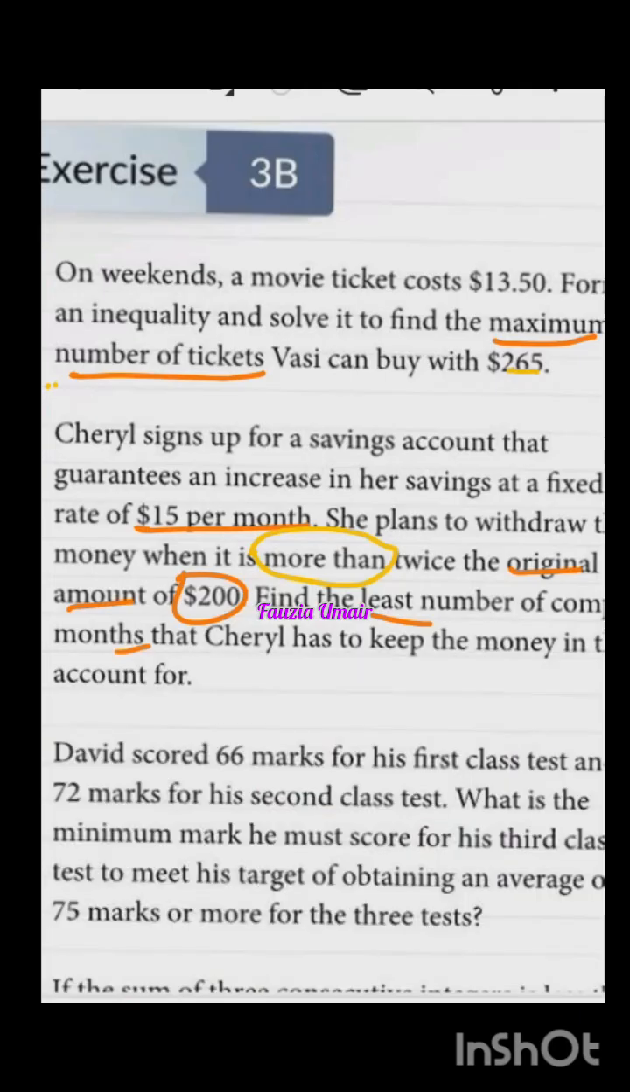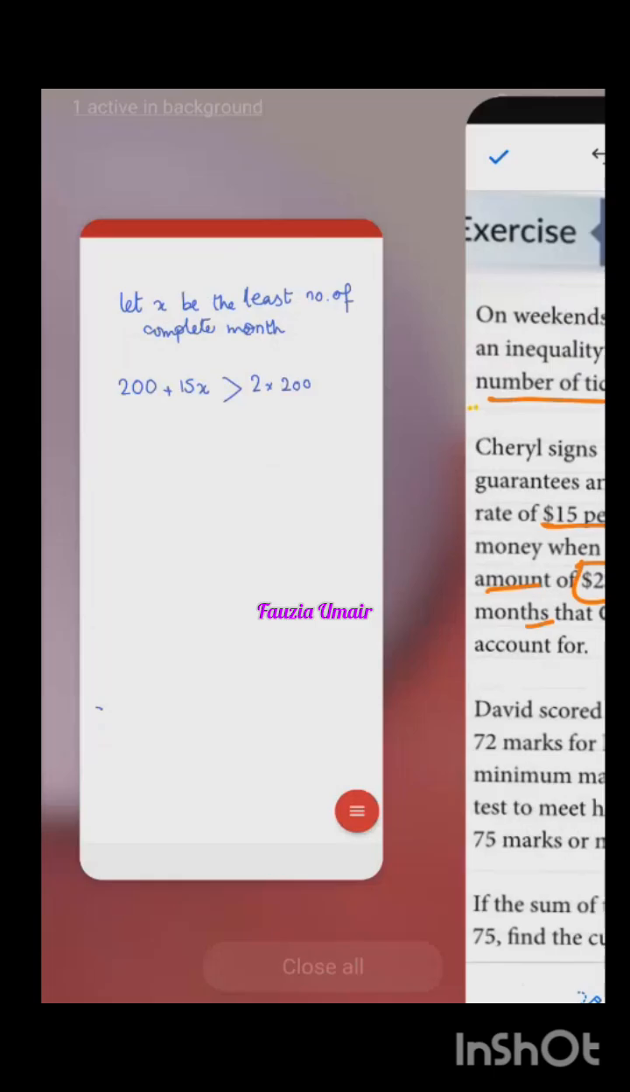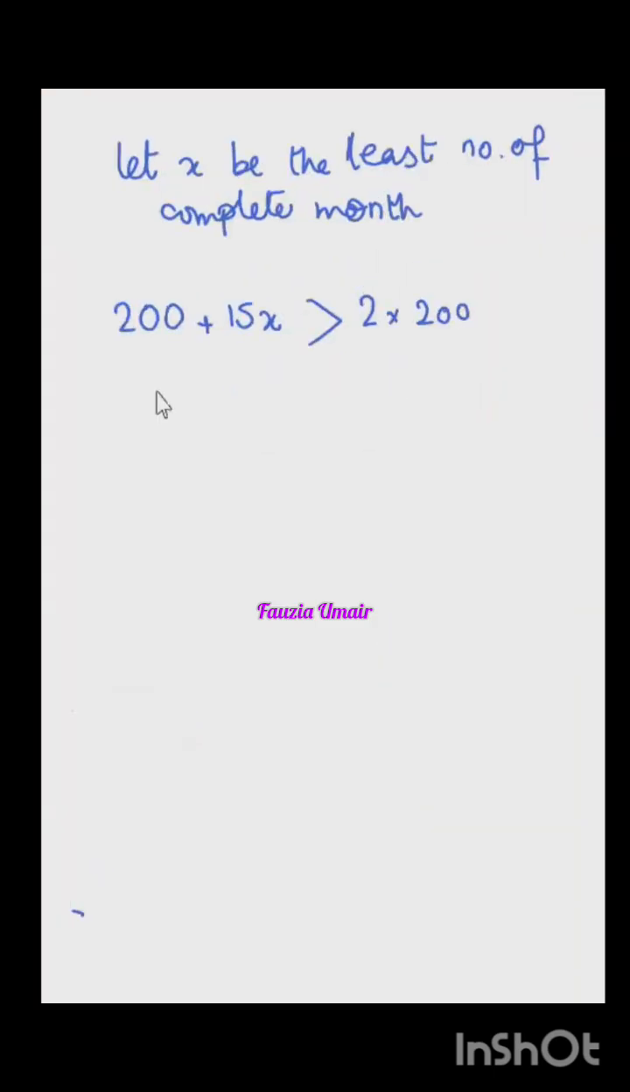So this is a different question. The scenario is different. Okay. So now we can just solve. We have formed the inequality. Now we can just solve them. 15x is bigger than, so 400 minus 200. So it means that 15x is bigger than 200.